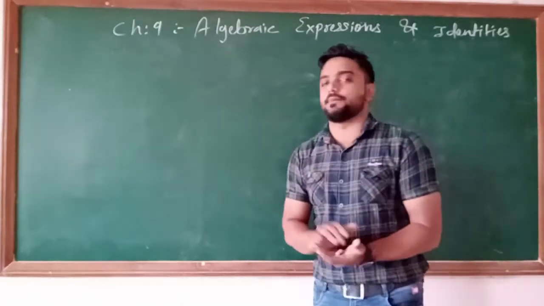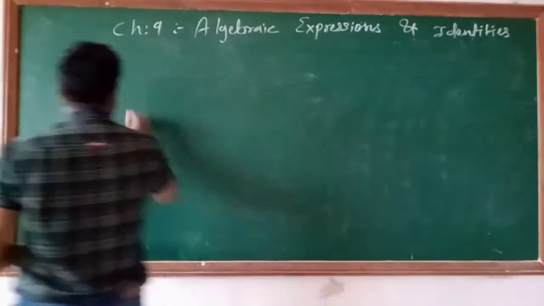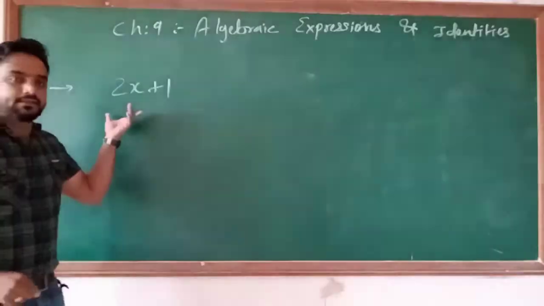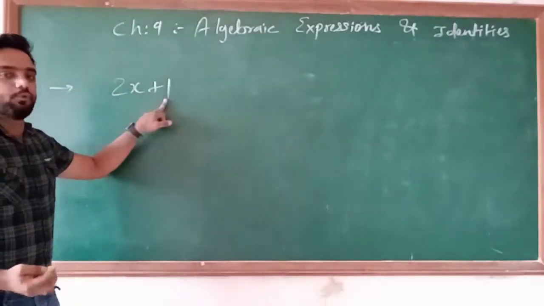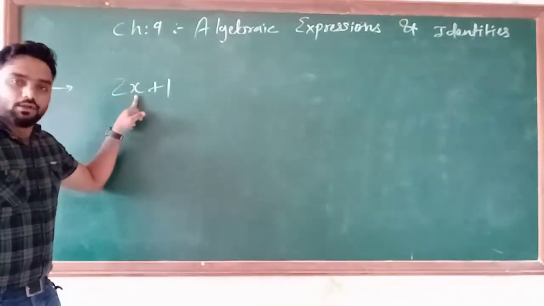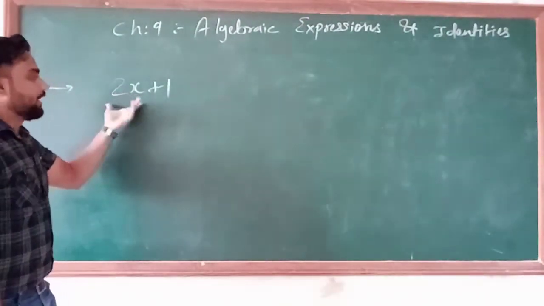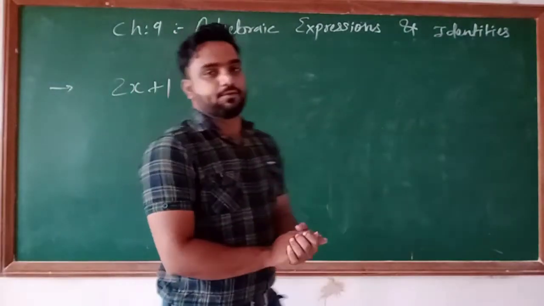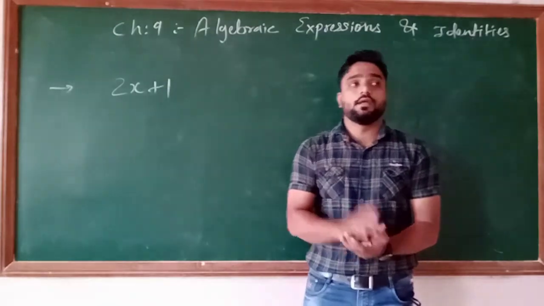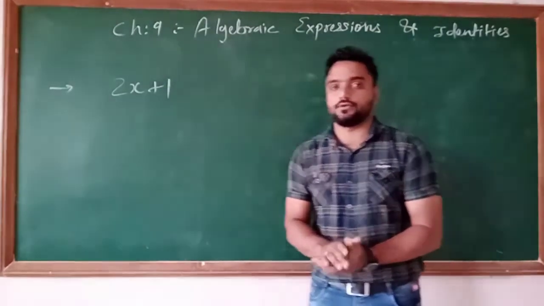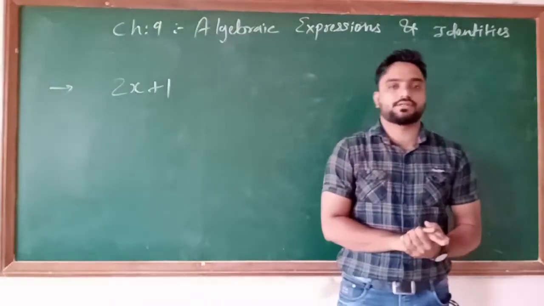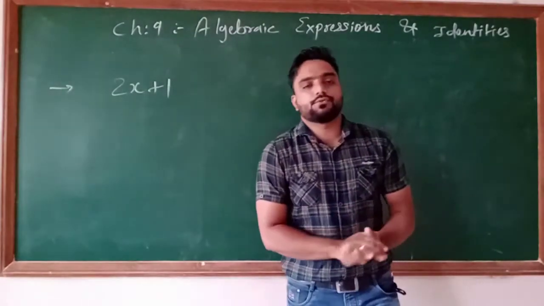Suppose I give an example of an expression: 2x plus 1. Just see this, 2x plus 1. It contains both the known value 2 as well as the unknown value x. Understand or not? So this is called an expression. We are not considering the equation here. Keep this in mind, this is an expression. Okay, now proceed to the next topic.